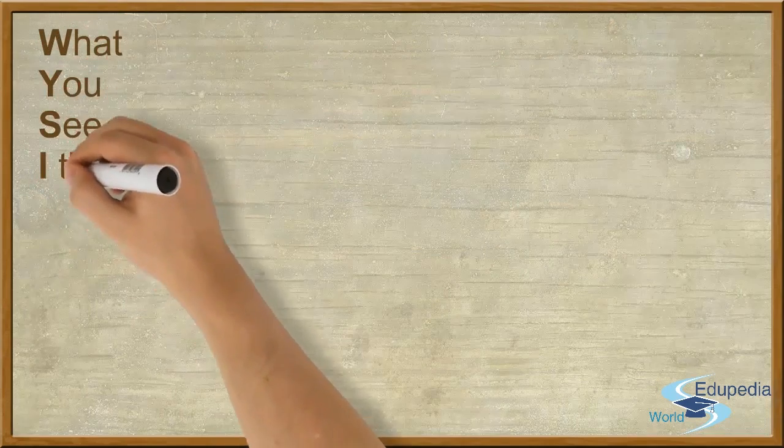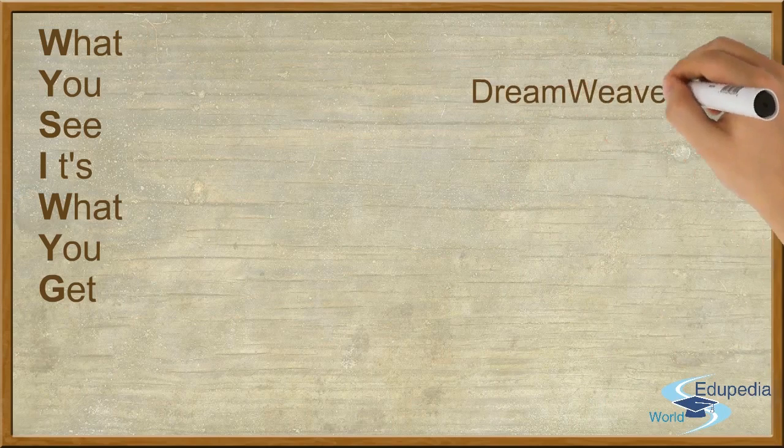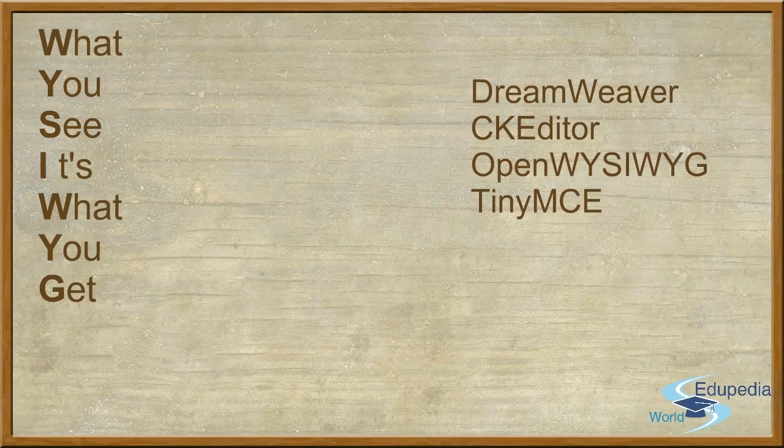Now, talking about editors. In order to help you make web pages, there is software that works as visual editors that allow us to make web pages without even seeing the code. The only thing you need is to put the elements on the document, and that's it. Some editors of these types are free, but others are really expensive. For example, we have Dreamweaver, CKEditor, OpenWYSIWYG, and TinyMCE. These editors are called WYSIWYG, which stands for what you see is what you get.